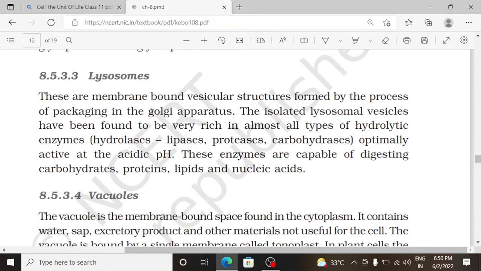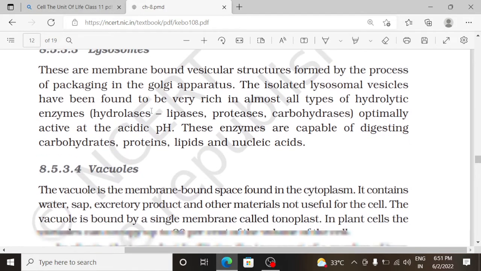Lysosomes. These are membrane-bound vesicular structures formed by the process of packaging in the Golgi apparatus. The isolated lysosomal vesicles have been found to be very rich in almost all types of hydrolytic enzymes, that is hydrolases, lipases, proteases, carbohydrases, optimally active at the acidic pH. These enzymes are capable of digesting carbohydrates, proteins, lipids and nucleic acids.